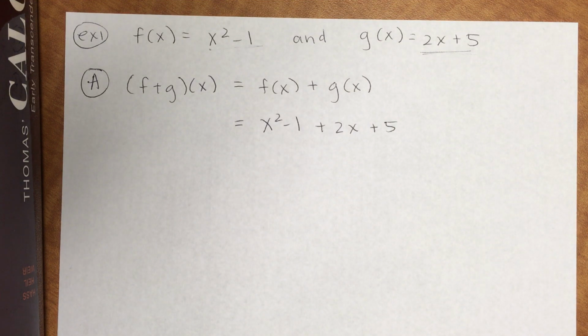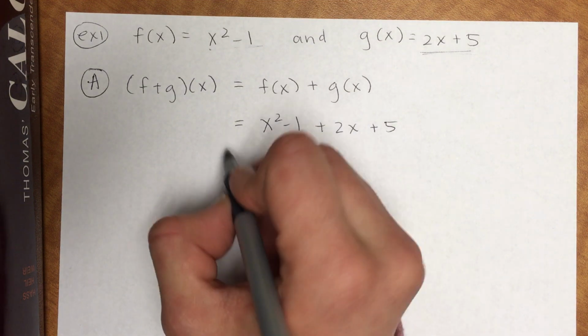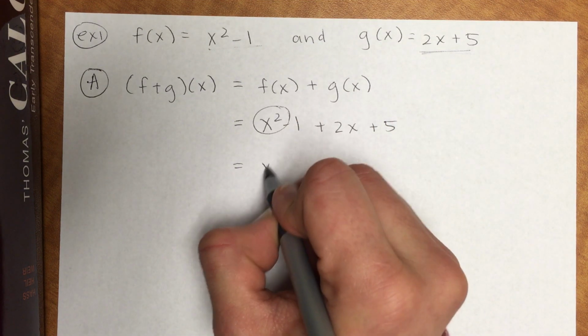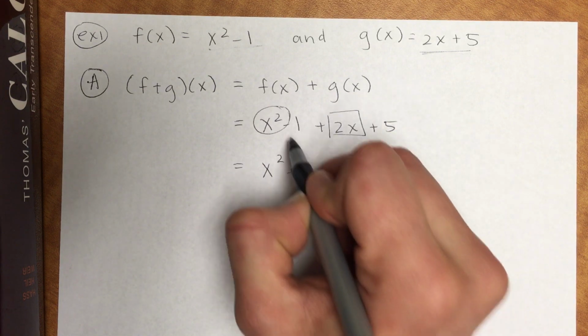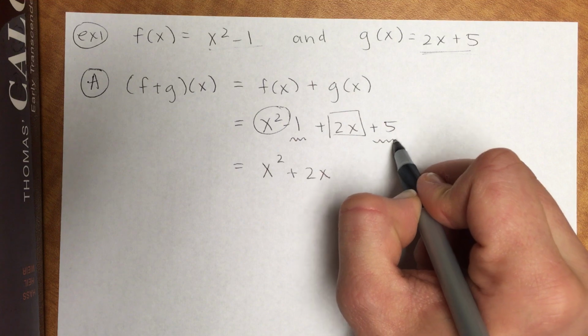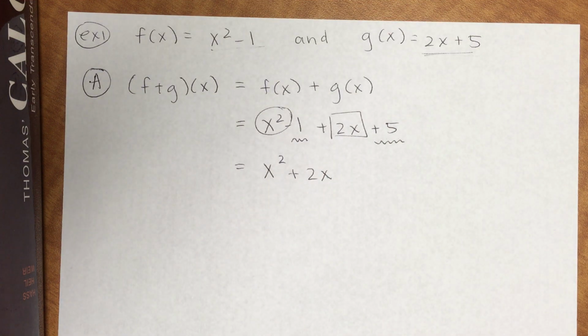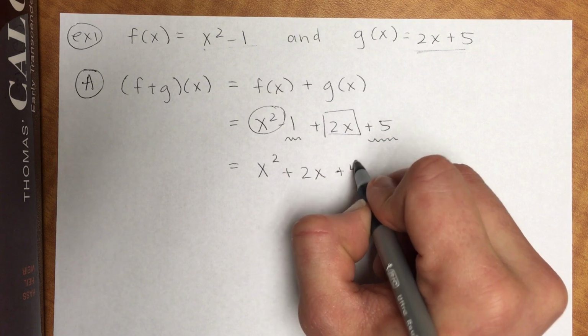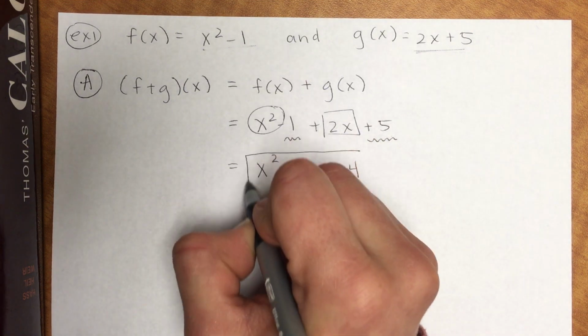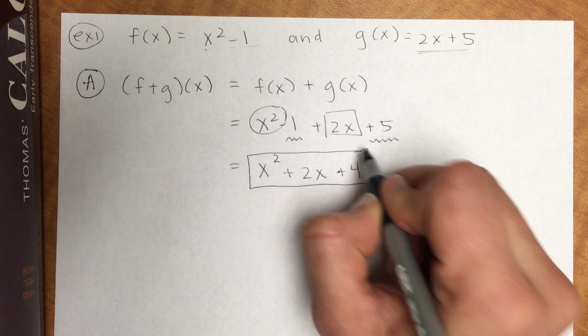All you have to do here is combine like terms. So this is my only x squared piece. This is my only piece with just an x in it. And then these two are constant whole numbers, so I can combine like terms or add them together. Negative 1 plus 5 is 4. And we're done. That's all.